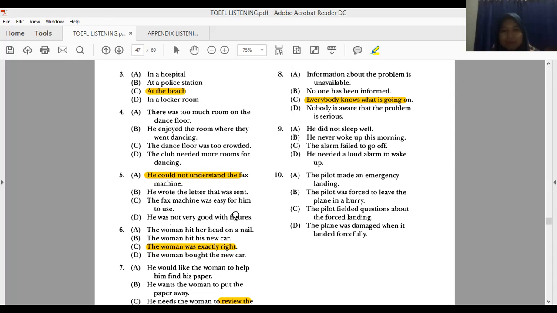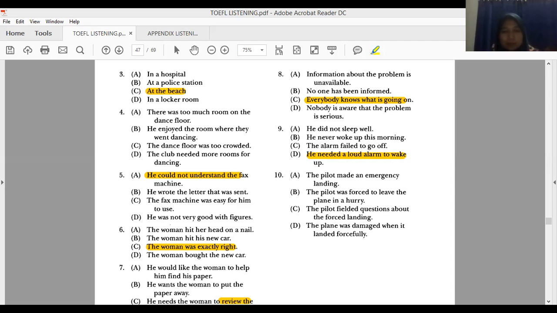Mr. Parr has missed two numbers. If the alarm were not so loud, I couldn't wake up. Kalau alarmnya nggak keras, aku nggak bisa bangun. Ada yang jawab sih, the alarm failed to go off. No. Kalau he never woke up this morning. No. Jawabannya adalah he needs a loud alarm to wake up. If the alarm were not so loud, I wouldn't wake up. Ini conditional. If plus 10.